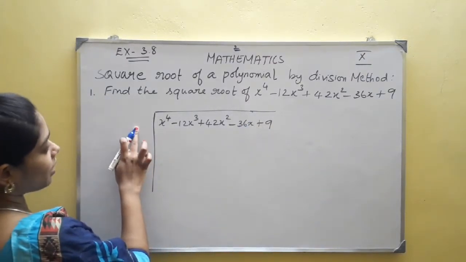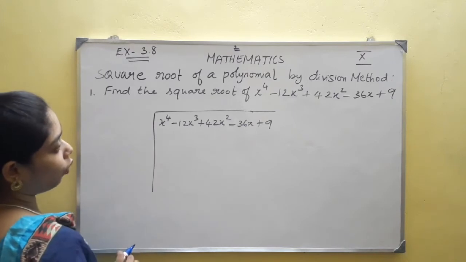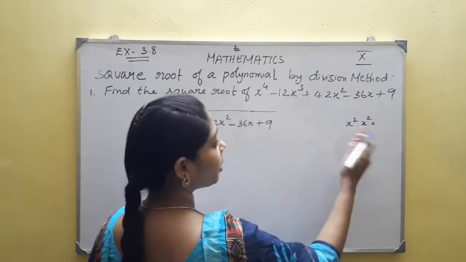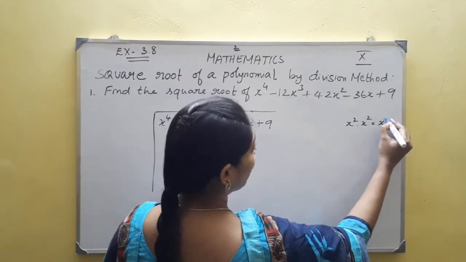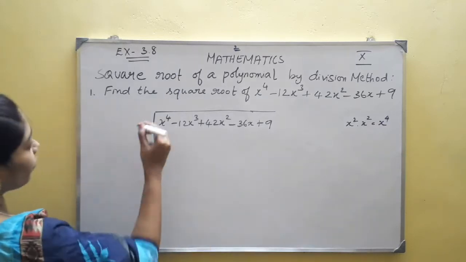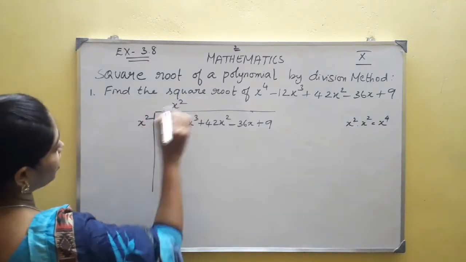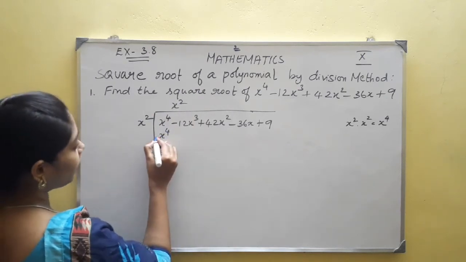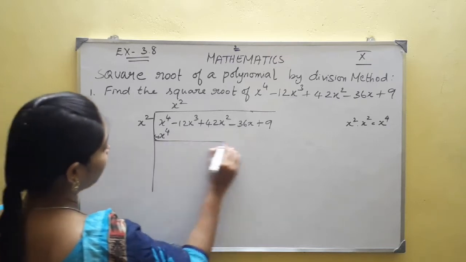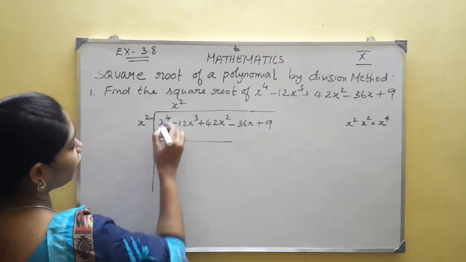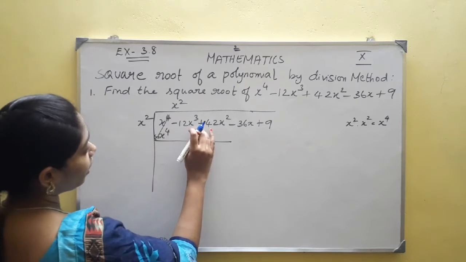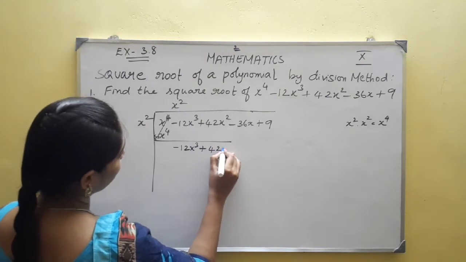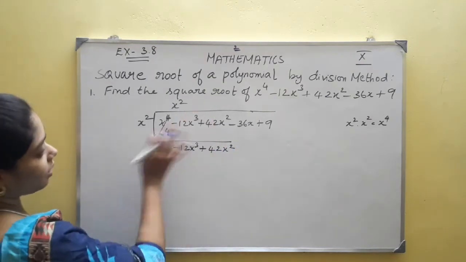You want to find a term which, while multiplying itself, is supposed to give you x power 4. If you consider x square into x square, the bases are the same, so the powers can be added, and you will get x power 4. So x square. By usual division, we will change the sign here. So x power 4 minus x power 4 get cancelled. Bring two more terms to the next step. Okay, so step 1 is completed.